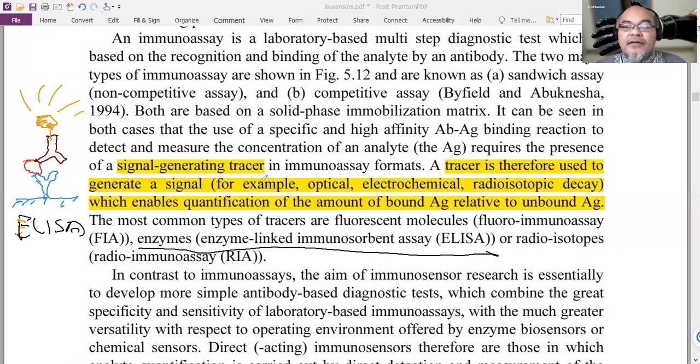Okay. So it could also be a fluorescent molecule, fluoroimmunoassay, or in the form of enzyme immunosorbent assay, or it could also be radioisotopes, where you then use a Geiger counter, for example, to detect the amount of radioactivity.